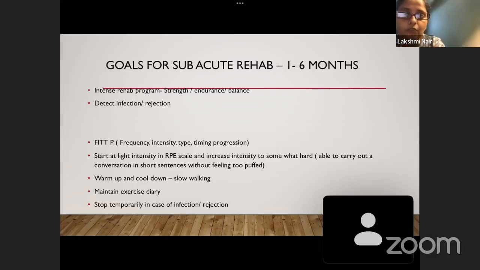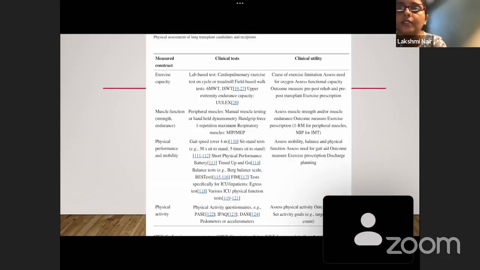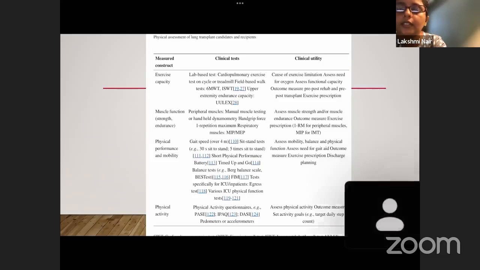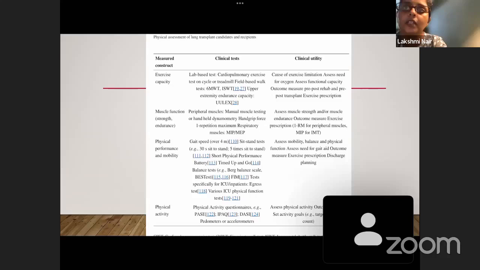So educate them on warm up and cool down, because the denervated heart takes a longer time to reach the required levels. Slow walking is a good warm up. Maintain an exercise diary. This is very important, because only then will we know how much they exercised the other day. Stop temporarily in case of infection or rejection, and then you can start from the basics again. This is again from that literature, the exercise capacity assessment.